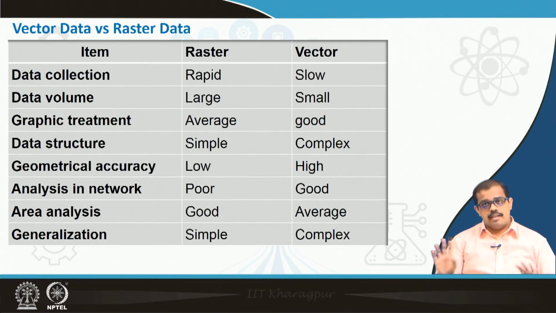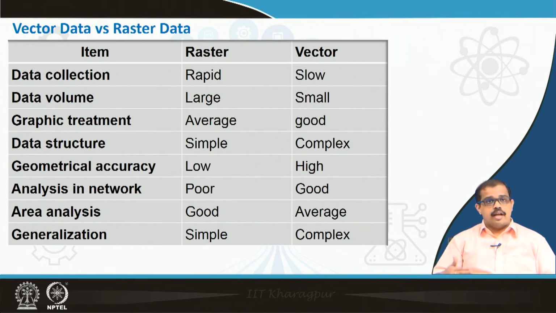We have spoken about quadtree, and we have also looked at the topological data model. On geometrical accuracy, raster data always has low geometrical accuracy, whereas vector data is quite highly accurate, if it is collected from the ground as a primary source. And analysis in the network is quite poor for raster, because raster data itself has a great data volume. So loading it, you should have a high computational capability and an extremely good network, otherwise analysis in a network is quite poor, whereas vector data analysis in a network is quite good, because it is a small data volume and much easier to analyze.